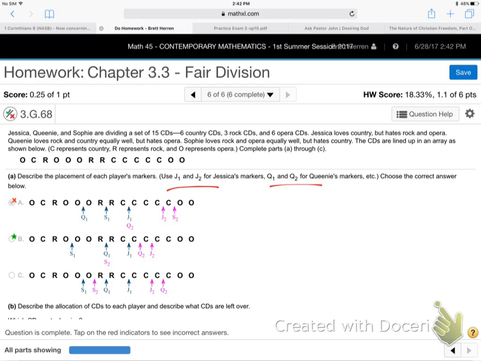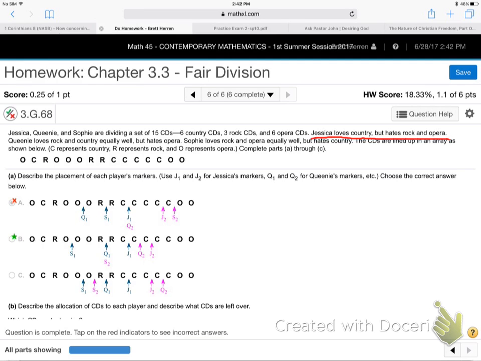Now, how do we know where they're going to put their markers? Well, according to their value system. How does Jessica feel? Let's do Jessica first. She loves country, but hates rock and opera. Now, how many girls are involved in this? 3. So we're going to break it into 3 sections, right? We're going to take all these CDs and break them into 3 sections, and each girl's going to get 1 section of CDs, right? We're dividing up the collection of CDs among the 3 girls.